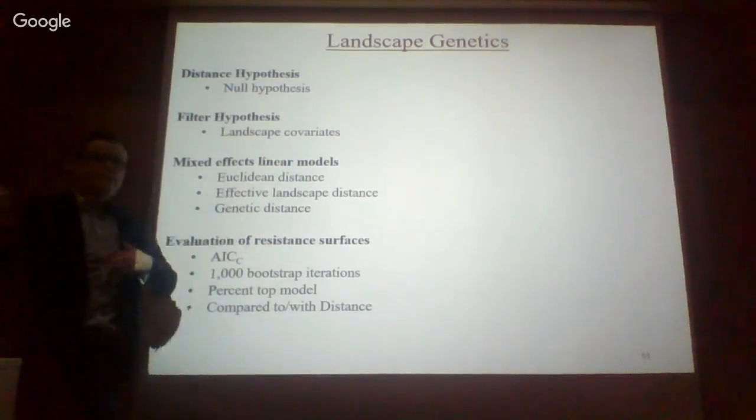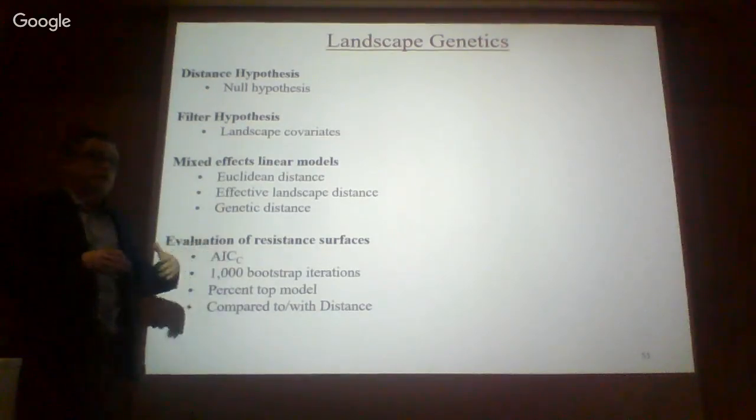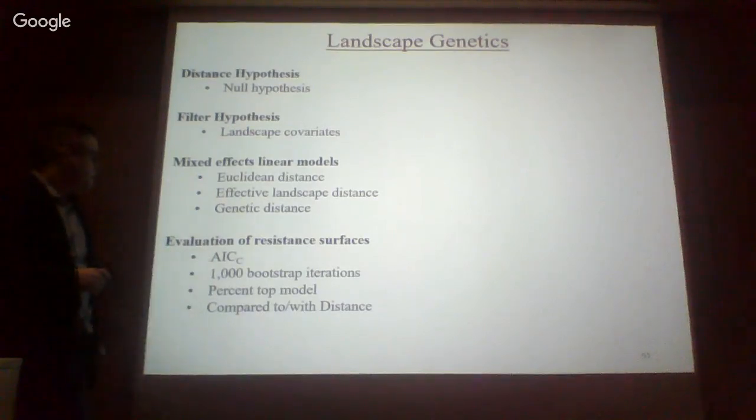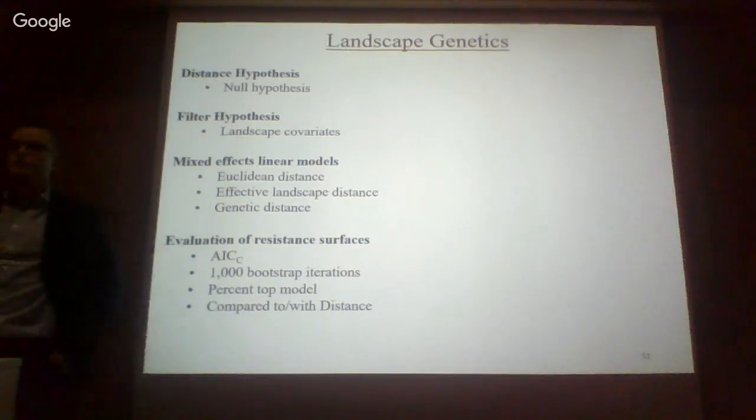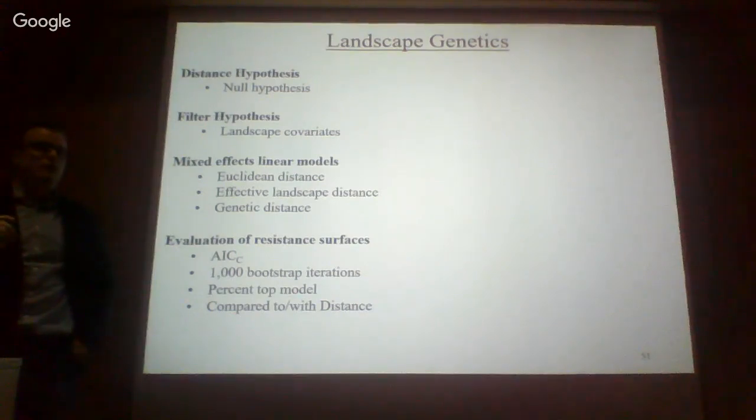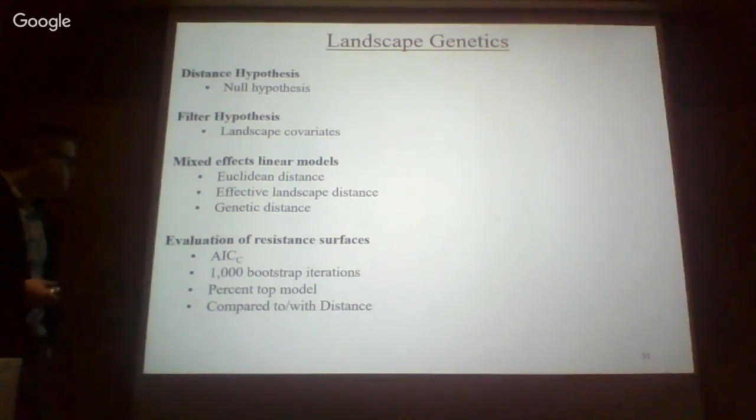And so once we've generated landscape distances using the various covariates, we then evaluate which of those resistance surfaces best explains genetic distance by using AIC again. But this time we're also going to do some bootstrapping iterations to evaluate how robust these findings are if we take certain individuals out of the model. Are there some individuals that are drastically different from each other, and that's going to be driving some of the relationships we see?